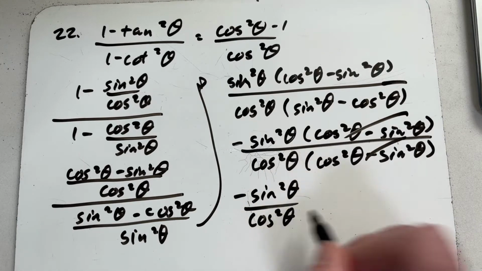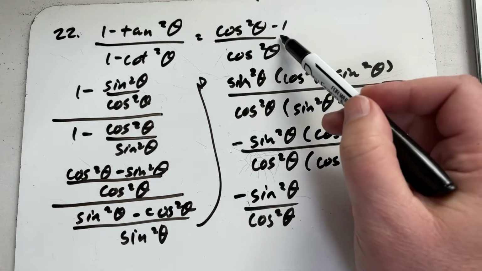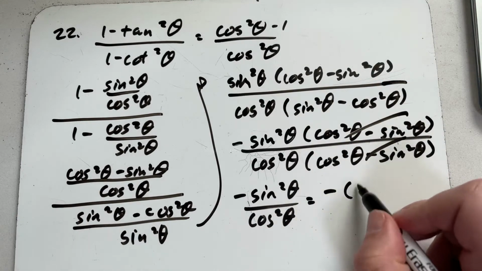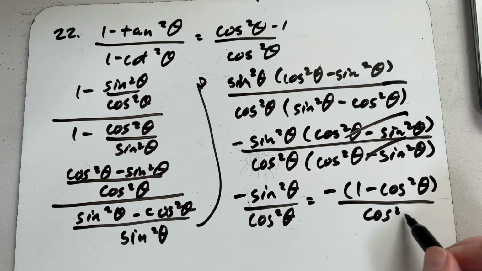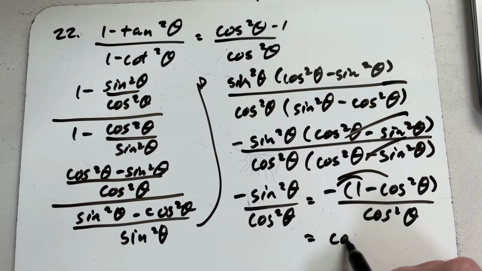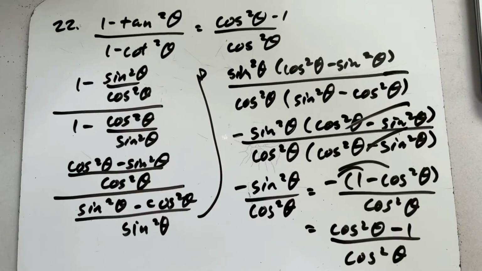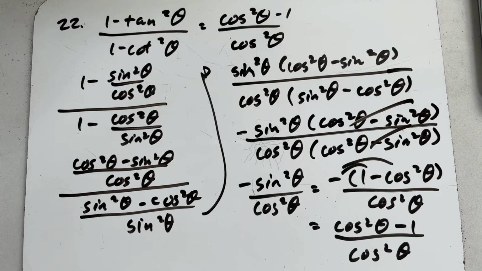Now I would have thought the book would have said to find negative tangent squared, but they don't. They want us to find this here. So I know sine squared is 1 minus cosine squared. And cosine squared here. This negative, when I distribute it, I get positive cosine squared minus 1 over cosine squared. And that's our answer. And there you go. That was 22. 23.